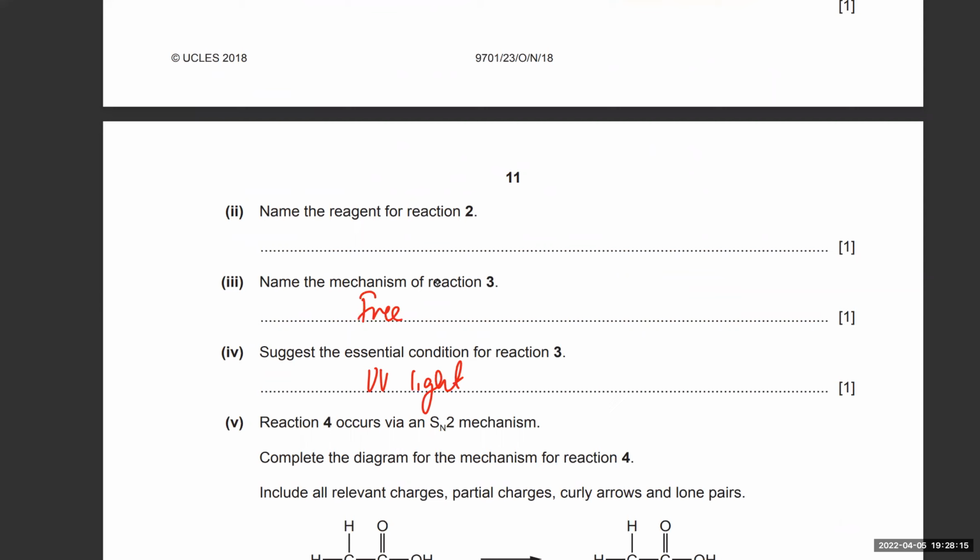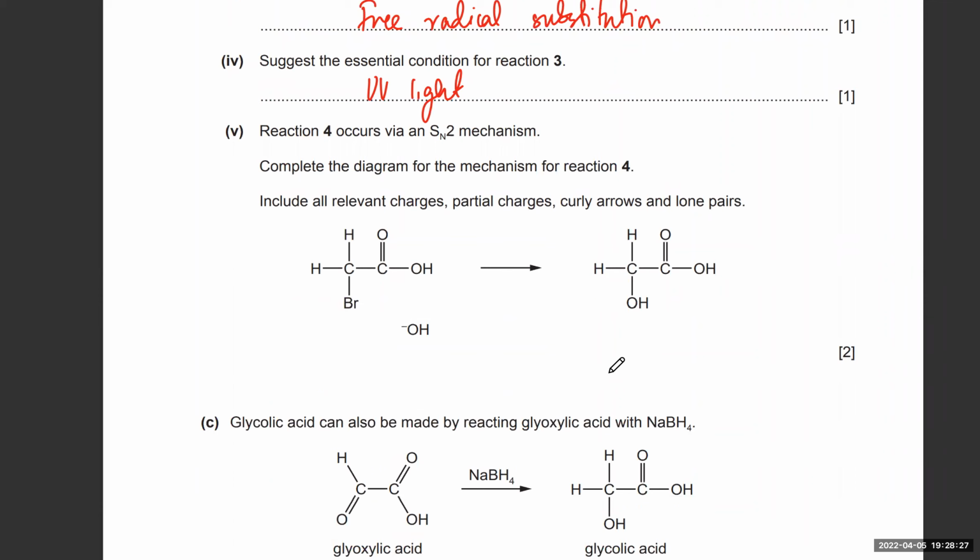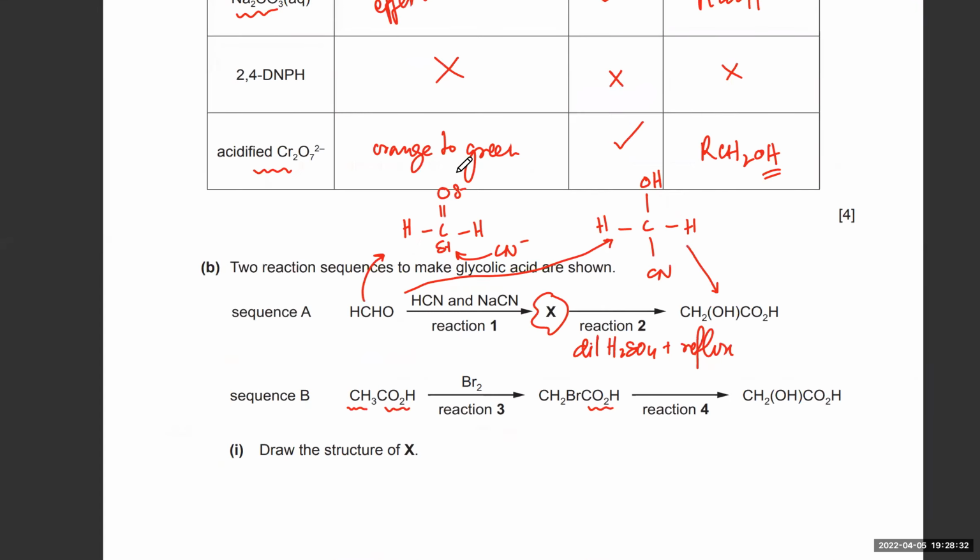So it's going to be free radical substitution, and UV light would be required. And he's asking for the SN2 reaction, number 4. What's reaction number 4? The Br gets substituted by OH. So the Br over here gets substituted by OH.